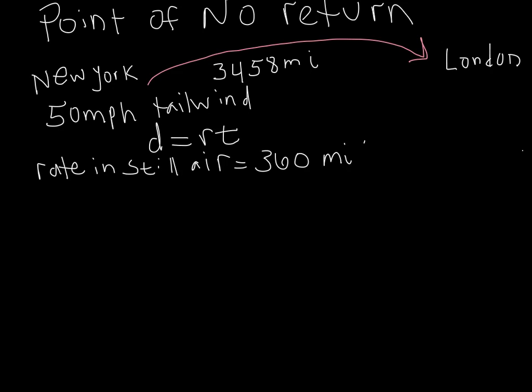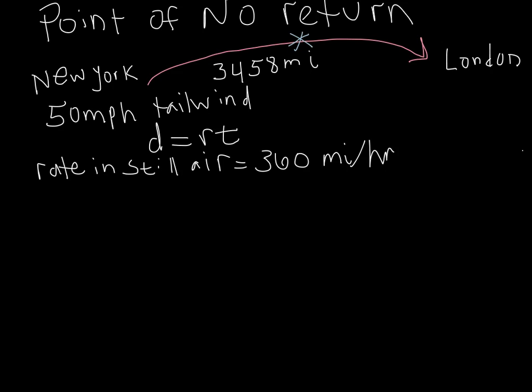Okay, and here's where it gets tricky, because you have all of this information, but it's really hard to think about. For example, you might try to find the time first: how long would it take to go from New York to London? And then you could figure out what a headwind of 50 would mean going from London to New York. You can try all of these different things, but try to think about it in very simple terms. What the problem is asking for is some point up here, a point of no return. We don't know exactly where that is. That's what we're trying to find out.